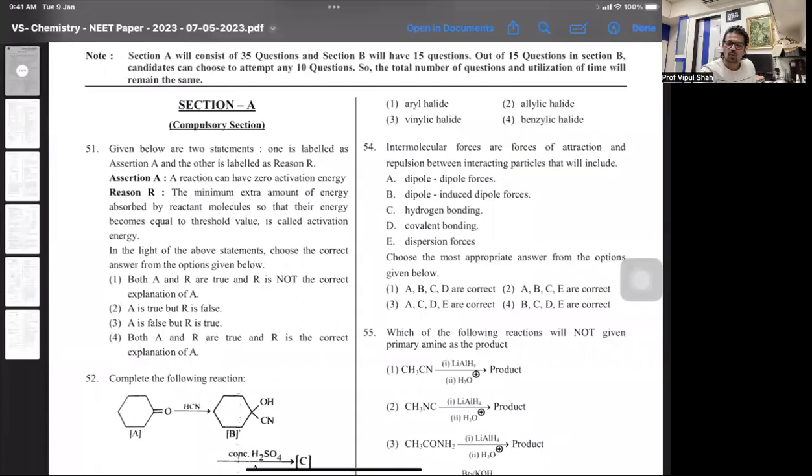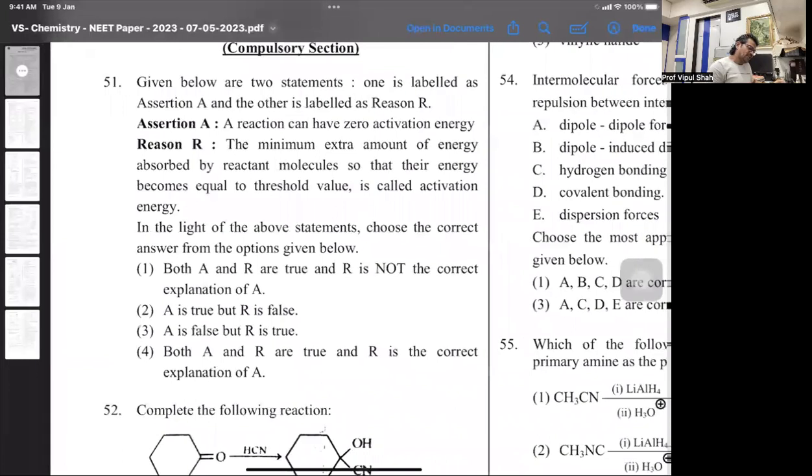In this paper, what is most observed is that the majority of questions were all from the NCERT part. Let's see what the questions are and what exactly it was. The first one says the statements are given below. A reaction can have zero order activation energy.